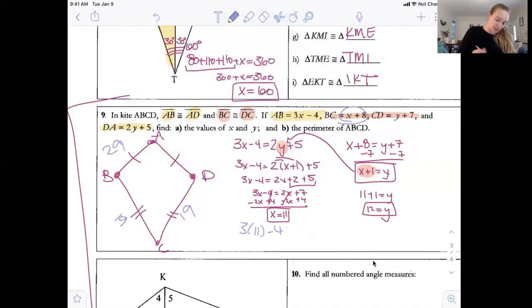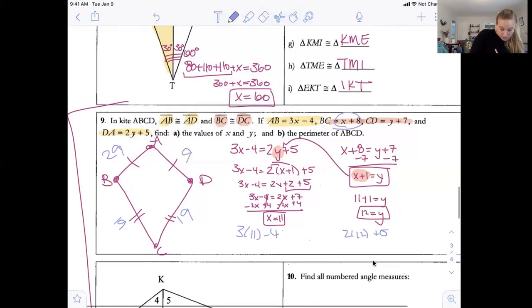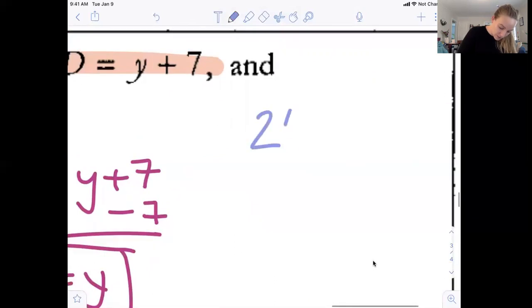DA is 2y plus 5. So 2 times 12 plus 5 is 24 plus 5, which is also 29. Perfect. And then perimeter means I just add them all together. So I'm going to do 2 times 19 plus 2 times 29.